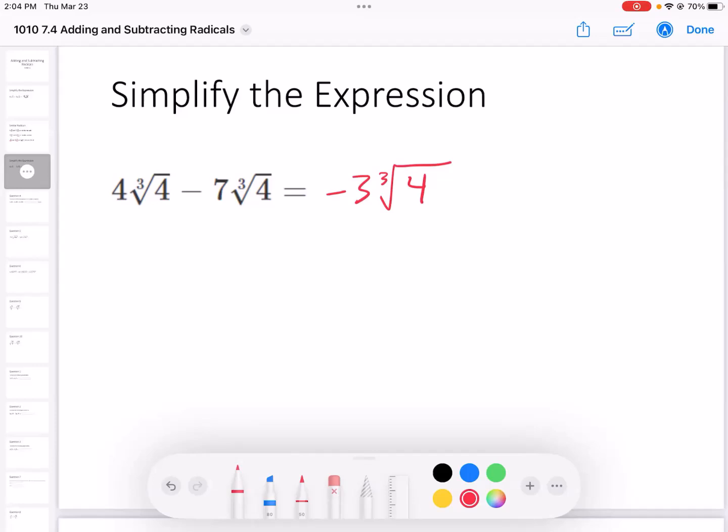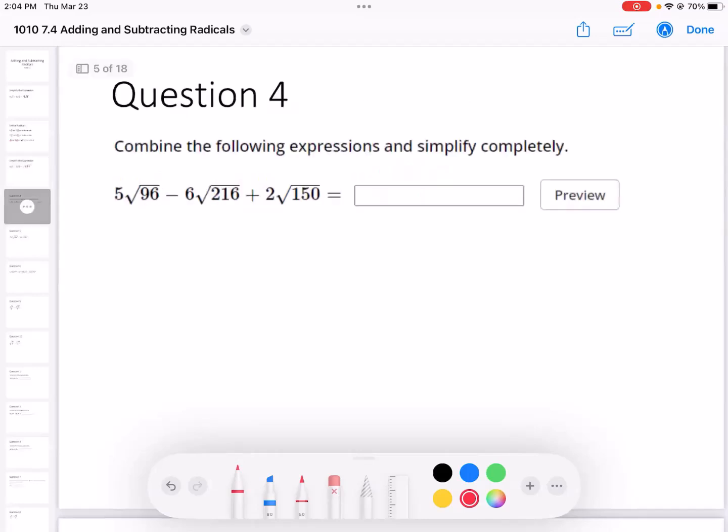Now, some of the problems on your homework are a little bit more complicated than this. So I want to go through some examples. I'm going to start with question 4, if you guys want to follow along with me.